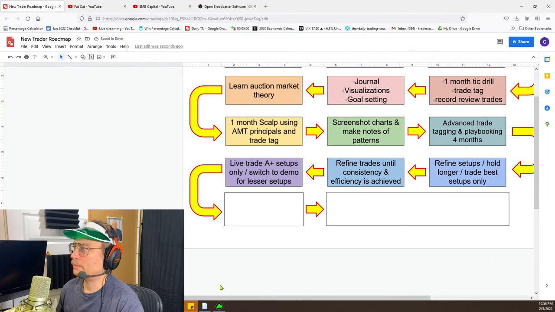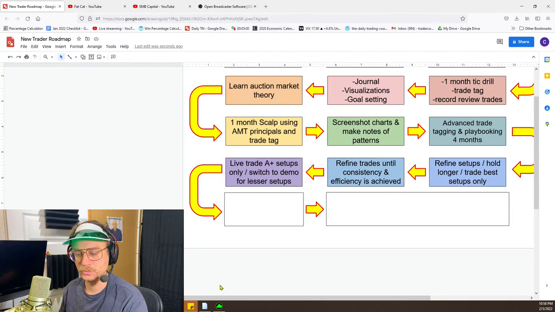Live trade, A plus setups only. Switch to demo for lesser setups. So once you really start to identify what your A plus setup is, live trade it. Now, if you've been trading 3, 4 lots, you may want to do it on 1 lot, 2 lots maybe. Or maybe you can skip this step and go to a combine.